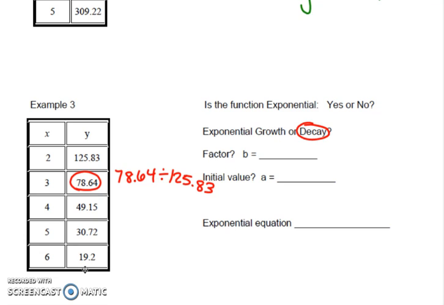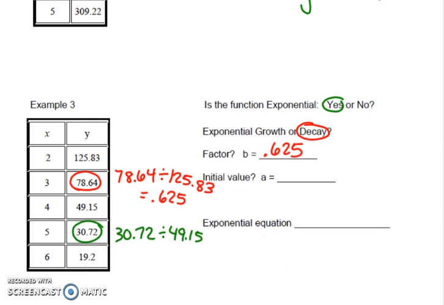When you get that, you should get 0.625. Again, you can make it a decimal or a fraction, or you can leave it as a decimal. I'm going to leave it as a decimal. So my factor is going to be 0.625. And again, we can check that with another number, for example, 30.72 divided by the one before it. And again, you should get 0.625. All right, so that means it is exponential.